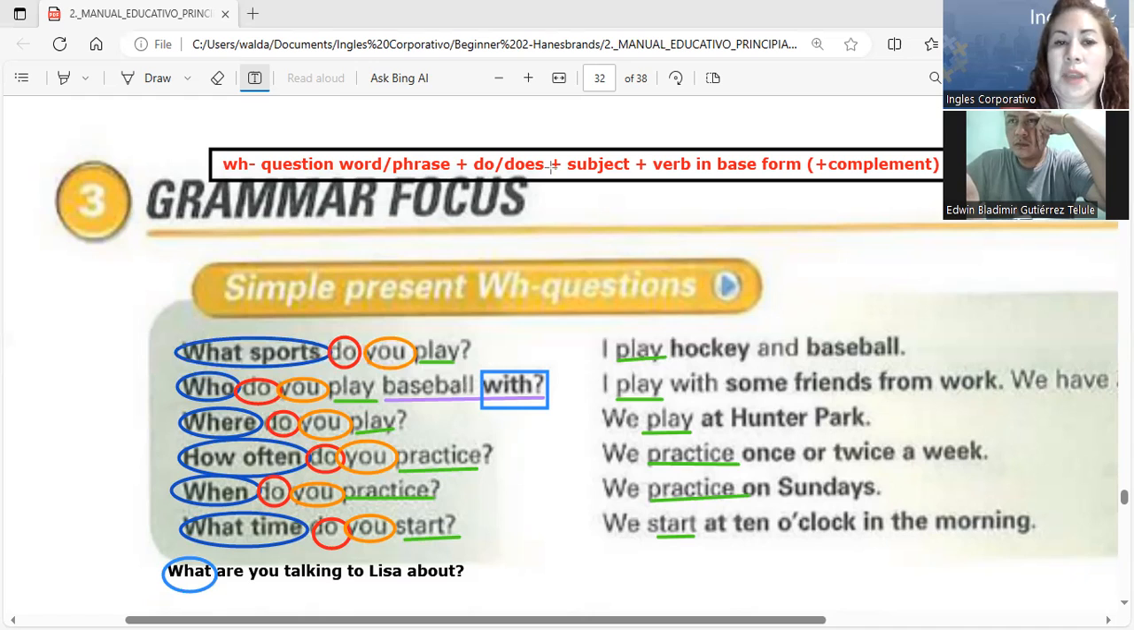And then here we have the verb. No voy a entrar en detalle de cuál es el, por qué este es el verbo. Okay. O sea que no solo es con with, se puede con otras palabras.